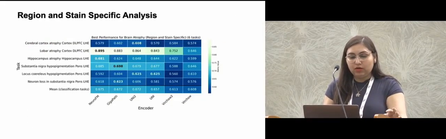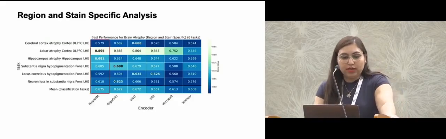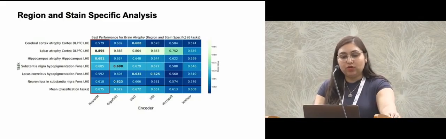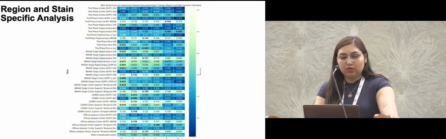Here I'm showing some results from atrophy related tasks. Again, NeuroFM did better in terms of mean AUC for all these tasks, which include cerebral cortex atrophy from LHE stain, lobar atrophy, hippocampus atrophy, etc.